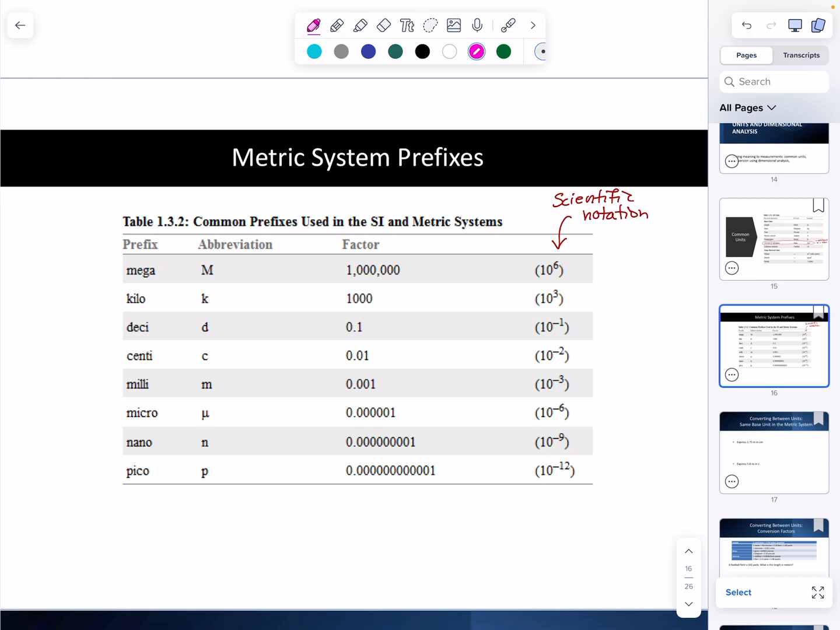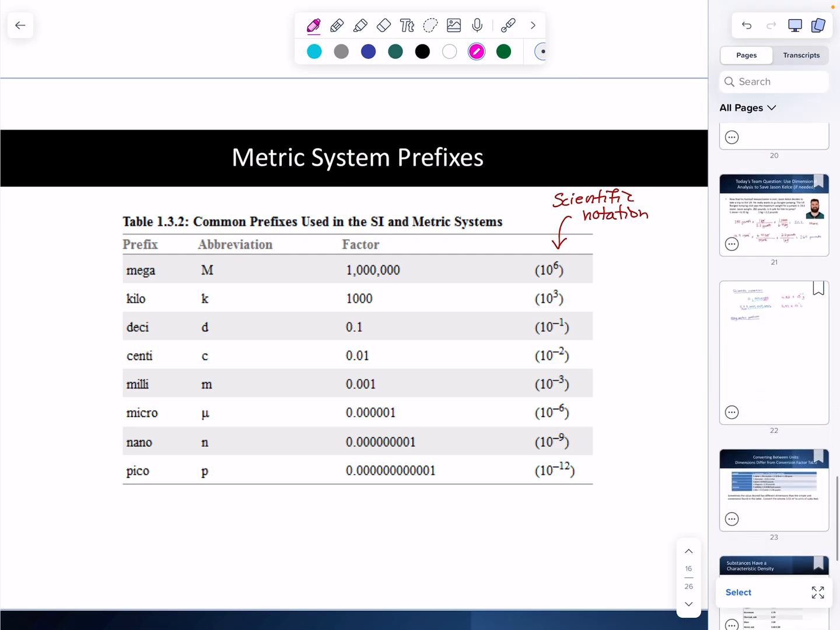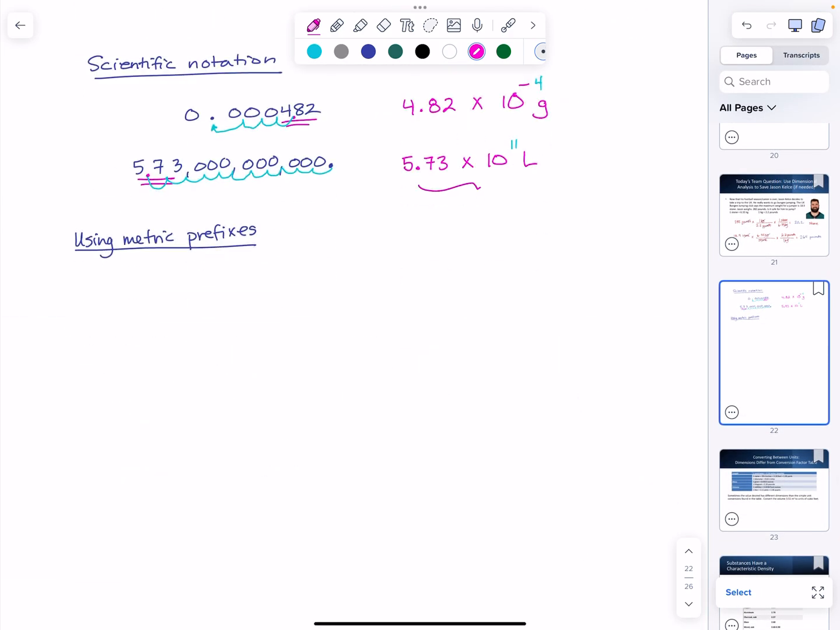So let's say we want to express that times 10 to the 11th number in units of megaliters. Okay, so mega is times 10 to the 6th. So let's go back here. We're working with what we have. Okay, so 10 to the 6th equals a capital M, mega. So we're going to use this as megaliters. And 10 to the 6th is 5 orders of magnitude smaller than 10 to the 11th, right?